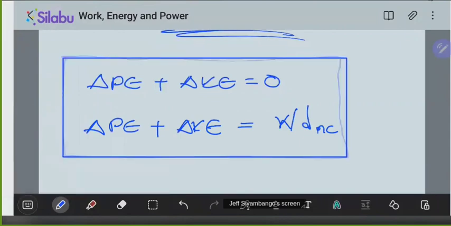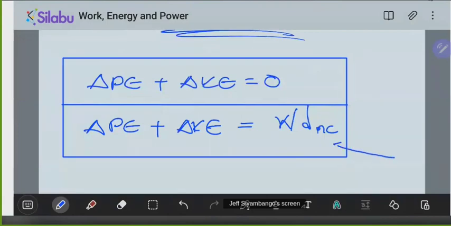One is for when we don't have non-conservative forces, and we gave examples of non-conservative forces. A very good example is frictional forces. Those are non-conservative forces. So if friction is present, the conservation of energy that we use will be this one. But if friction is not present, then we'll use this version.